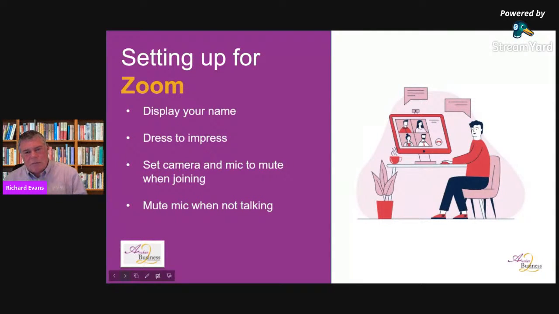And a little tip here is, if you want to temporarily say something and you've got your microphone muted, then just press the space bar and that will unmute your microphone for as long as you want to talk. And then when you finish speaking, release the space bar and your microphone will come off mute.